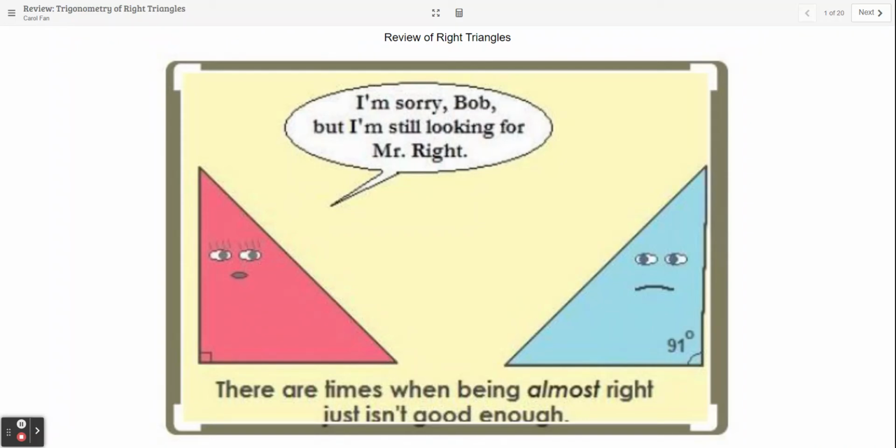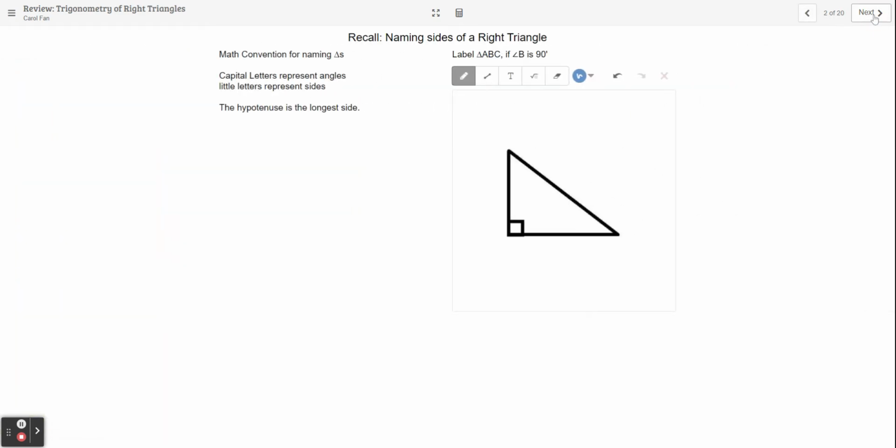Class. Today our topic is on reviewing trigonometry of right-angled triangles. First thing, we need to know how triangles are labeled. So in a right-angled triangle, or in general triangles, we always use capital letters to represent angles, and we use little letters to represent the corresponding side. So when I say corresponding, I mean the side that is across from the angle.